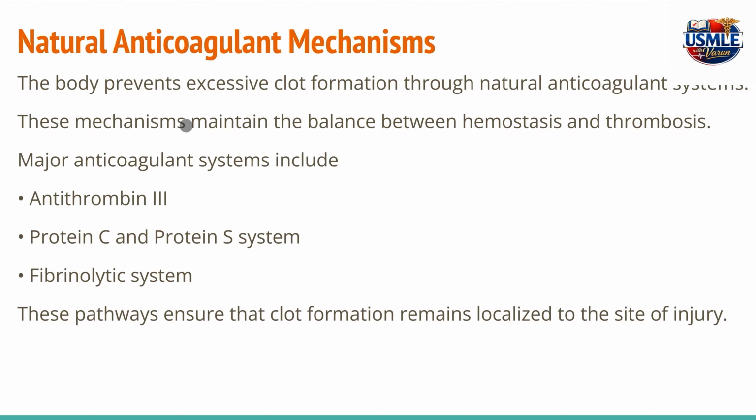Now let's discuss the natural anticoagulant mechanisms. The body prevents excessive clotting using natural anticoagulants. These include antithrombin 3, protein C, and protein S, and the fibrinolytic system. All these mechanisms and pathways ensure that clotting remains localized at the site of injury.